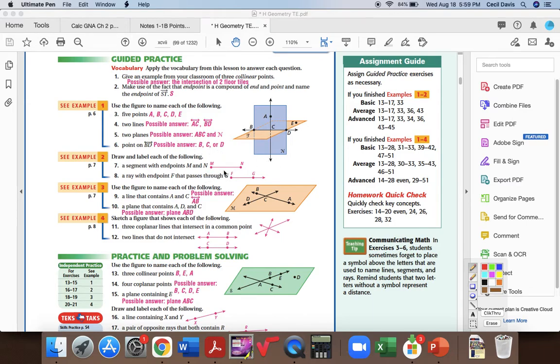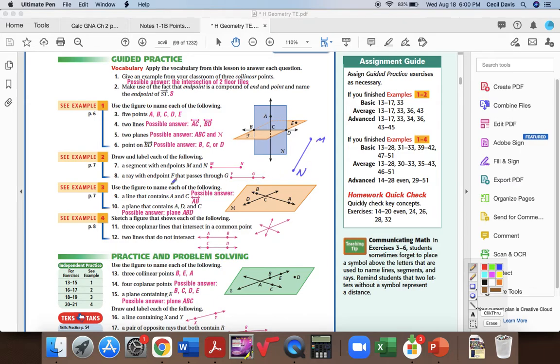Number 7, here is a diagram that shows you a segment with endpoints at M and N. There's nothing magical, by the way, about M being on the left and N being on the right, nor does it have to be horizontal. You could have drawn it like this. It just needs to have one endpoint named M and the other endpoint named N.